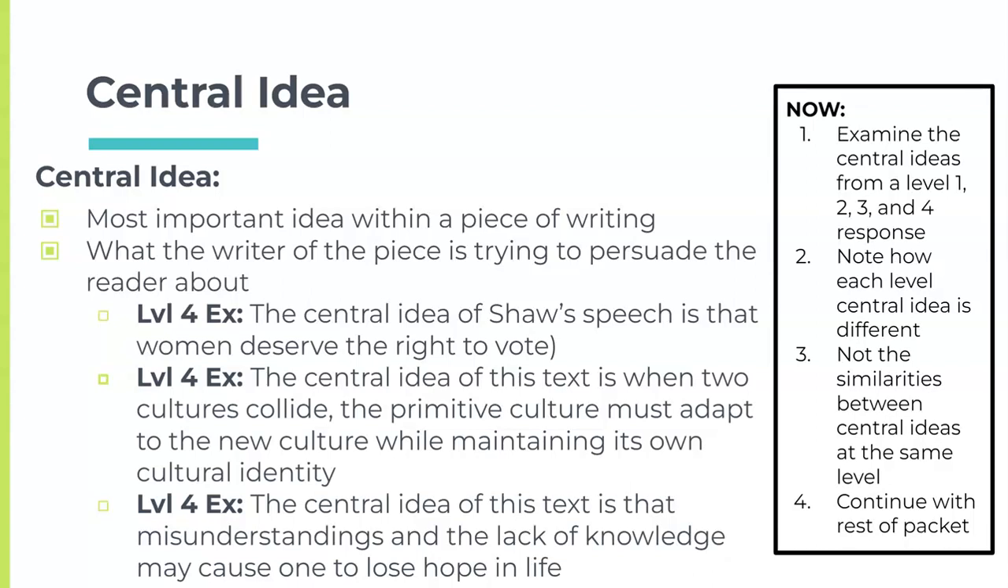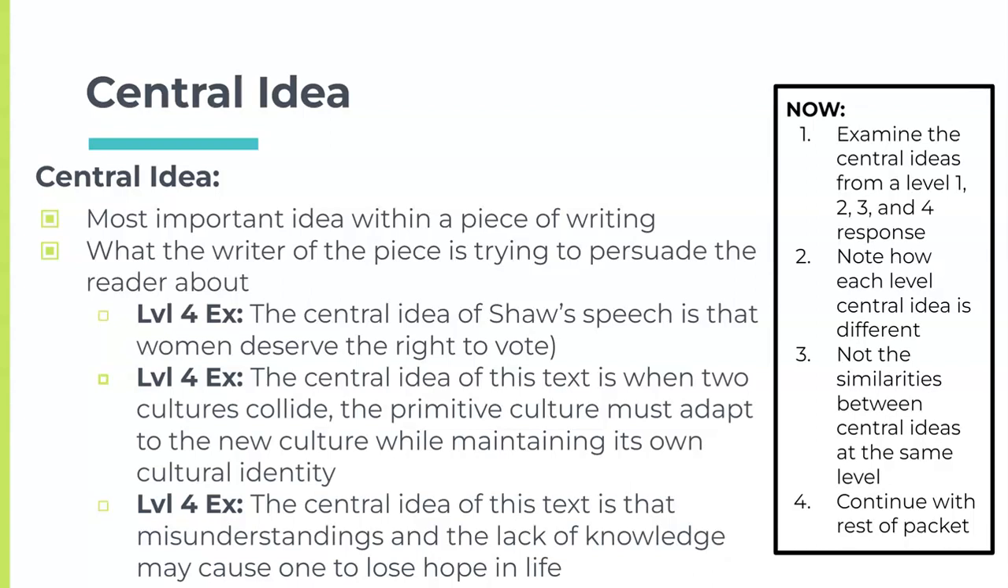Two: the central idea of this text is that when two cultures collide, the primitive culture must adapt to the new culture while maintaining its own cultural identity. Again, this is what the writer is trying to persuade the reader about. It's what it's trying to teach us. And level 4: the central idea of this text is that misunderstandings and the lack of knowledge may cause one to lose hope in life.